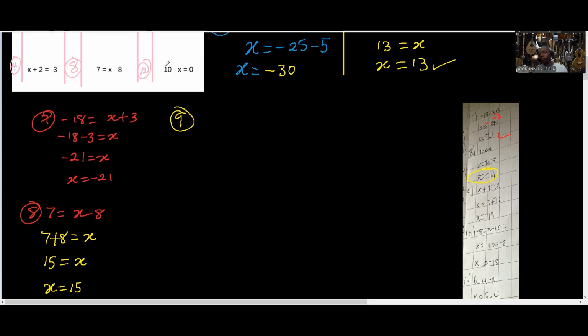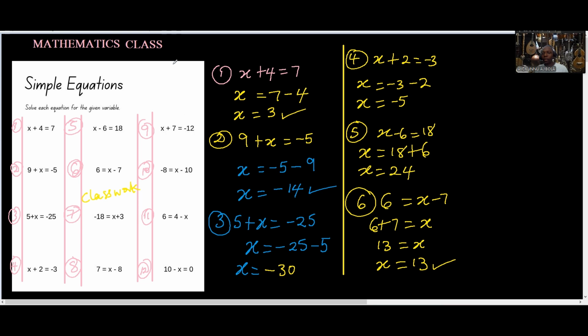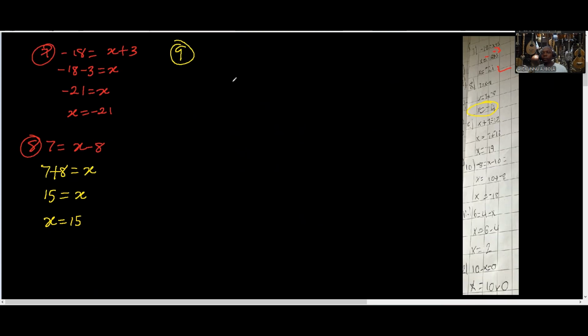Number nine says x plus 7 is negative 12. A number plus 7 equal to negative 12. So 7 is going to meet the minus 12. So x equal to minus 12, then minus 7. And this is going to be minus 19. Okay. So did you get minus 19 or plus 19? You got minus, right?